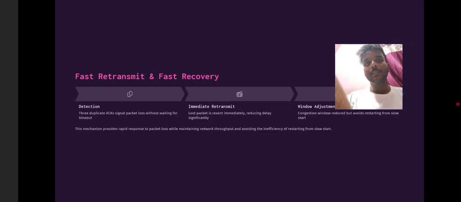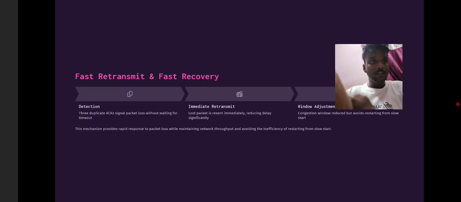After retransmitting, TCP enters fast recovery. Instead of reducing the congestion window to the minimum, it reduces it to half and continues transmission. This allows faster recovery and avoids restarting from the beginning.